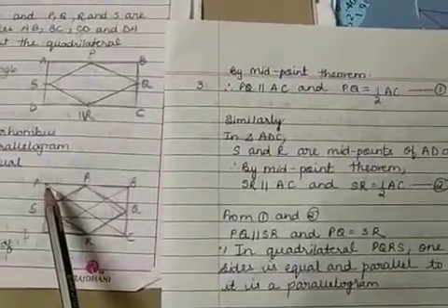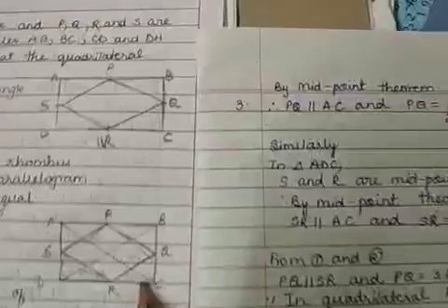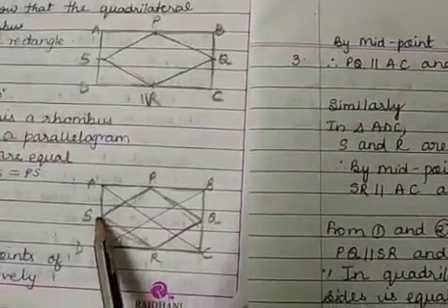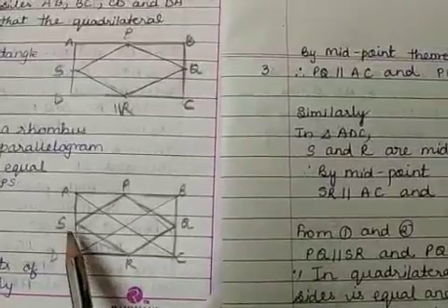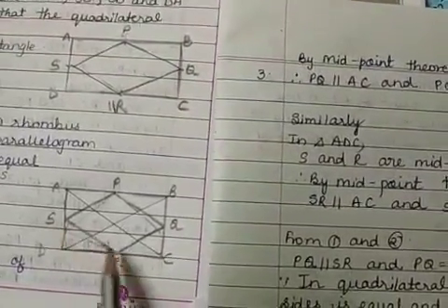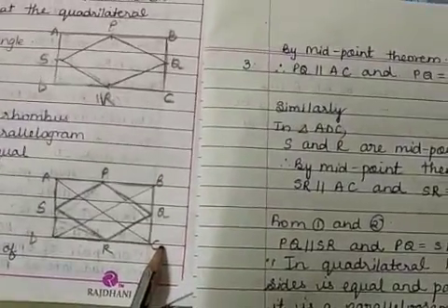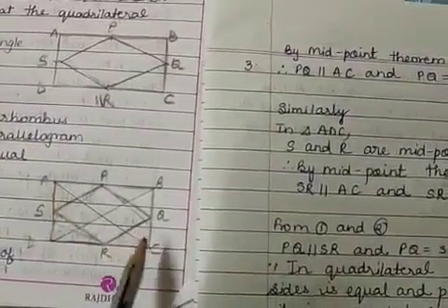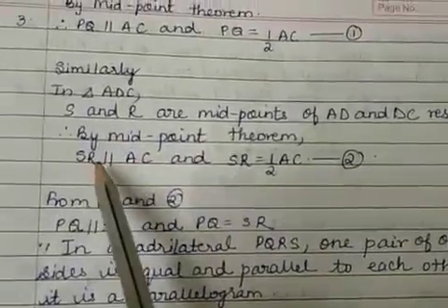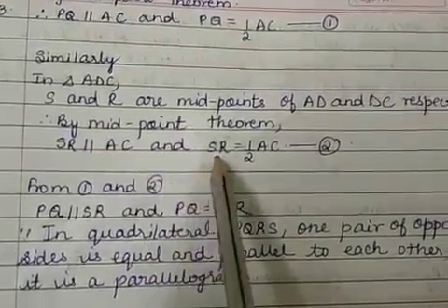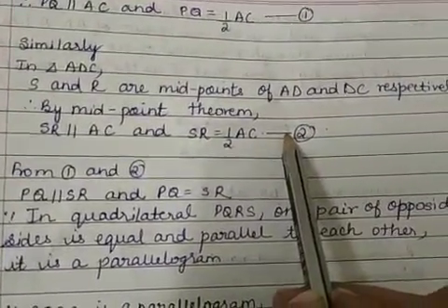Now similarly, let us take the triangle ADC. So in triangle ADC, we have S as the midpoint of AD and R is the midpoint of DC. So now if we join this S and R, then this line segment SR will be parallel to AC and SR will be half of AC, again by midpoint theorem. Okay, so by midpoint theorem, SR is parallel to AC and also SR is half of AC. So number this equation as 2.